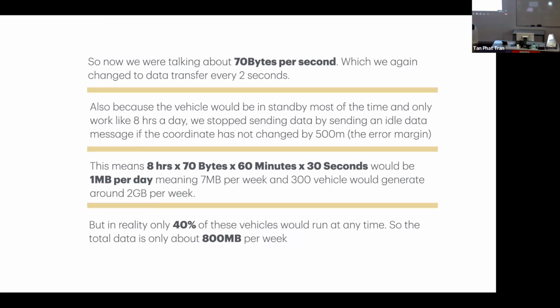But then what we did was, we also knew that only 40% of the time all the vehicles were running. Some of the vehicles were in a garage, somewhere else. All of them are not running, only 40% of them are running. So based on the 40% assumption, it's only 800 MB of data per week. So we reduced significantly from GBs of data to MB of data. That's how we cut corners everywhere.